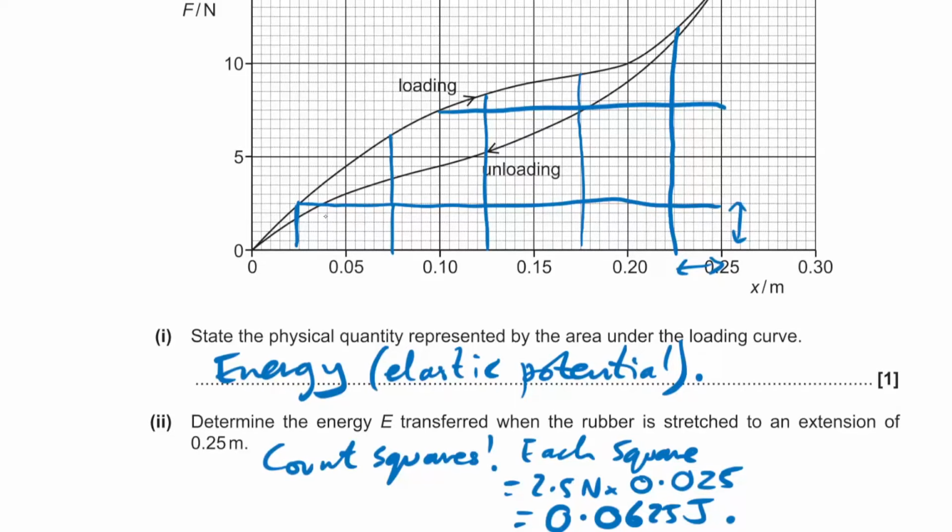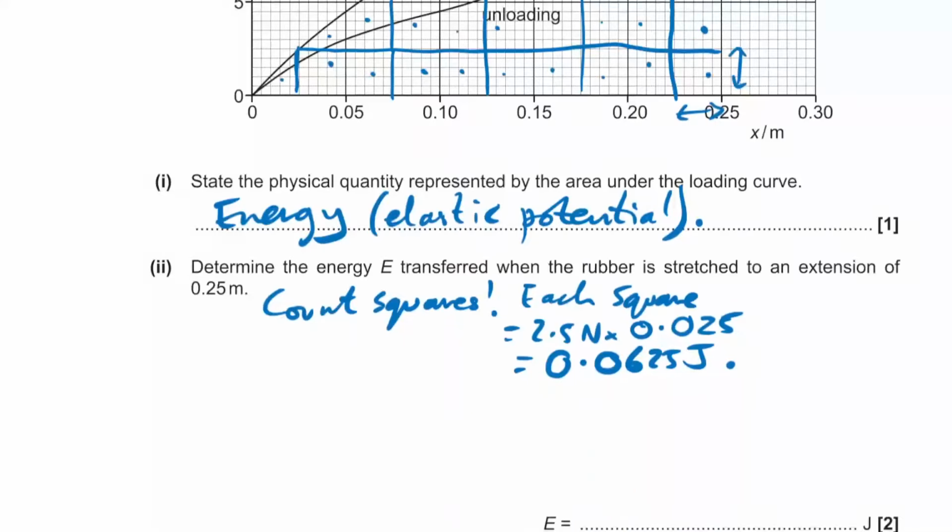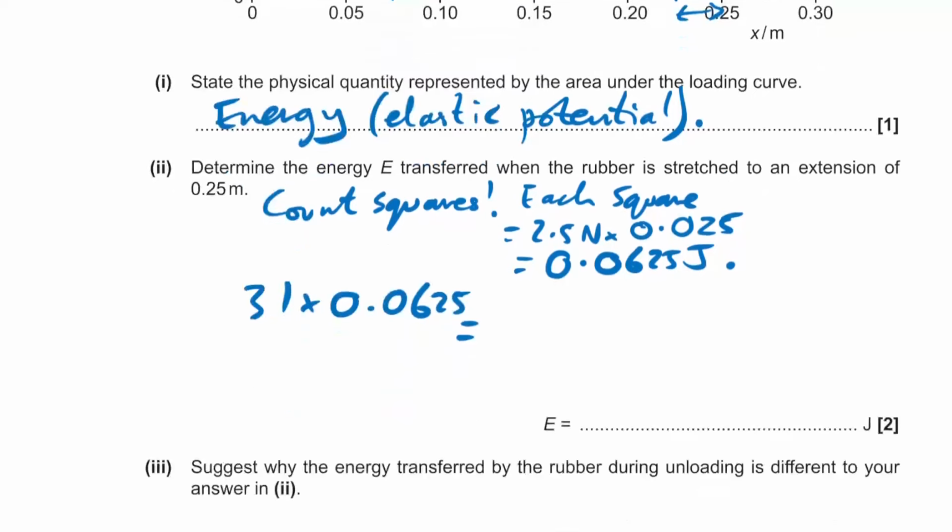Should we count these then? So 1, 2, 3, 4, 5, 6, 7, 8, 9, 10, 11, 12, 13, 14, 15, 16, 17, 18. So that's 18 whole ones. I'm going to say 19, 20, 22, 23, 24, 25, 26, 27, 28, 29, 30, about 31. Well, that is what they've got, so fair enough. 31 times that gives us 1.9 joules.